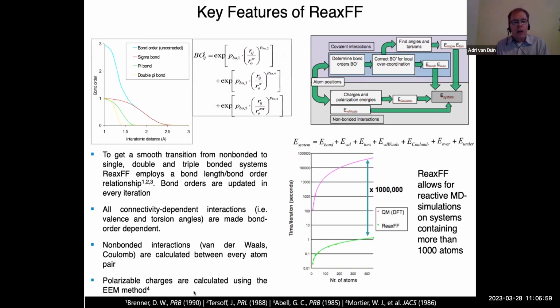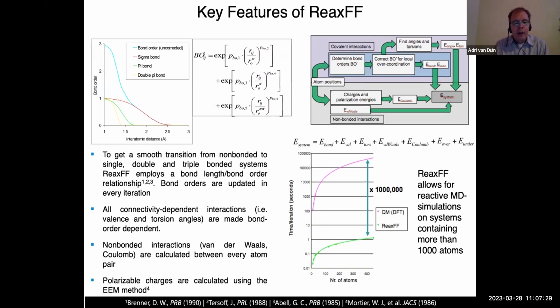On top of that, we have a full set of non-bonded interactions, van der Waals and Coulomb, both of them. And what's unique about ReaxFF is that we calculate them between every atom pair. So even on a bond, we calculate the Coulomb interaction. That means that in ReaxFF, the bond dissociation energy is a sum of the covalent part of the bond and the ionic part of the bond. And that means that ReaxFF can make a relatively straightforward transition between covalent materials and ionic materials.